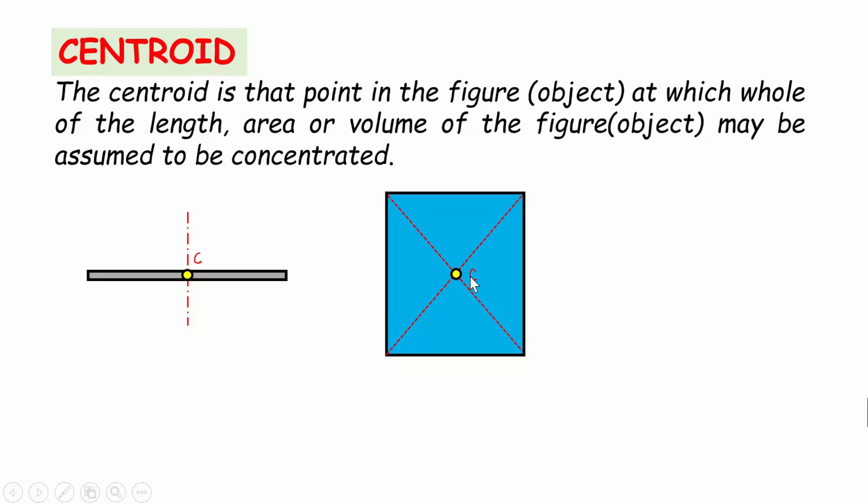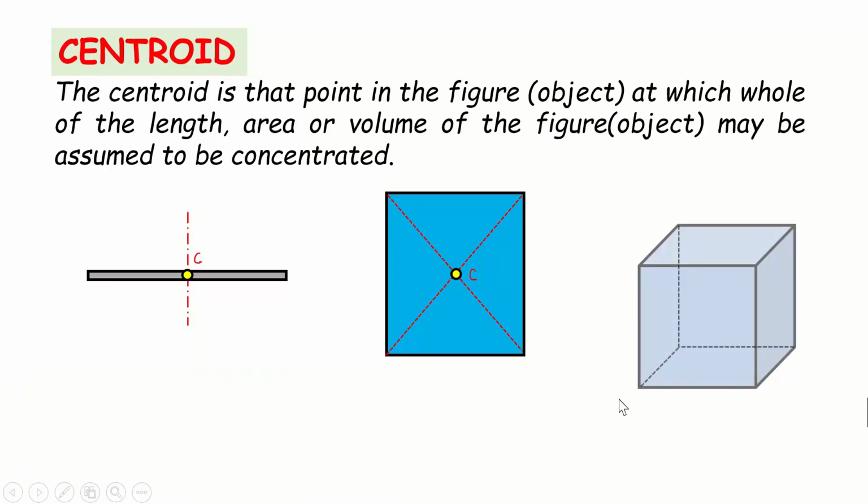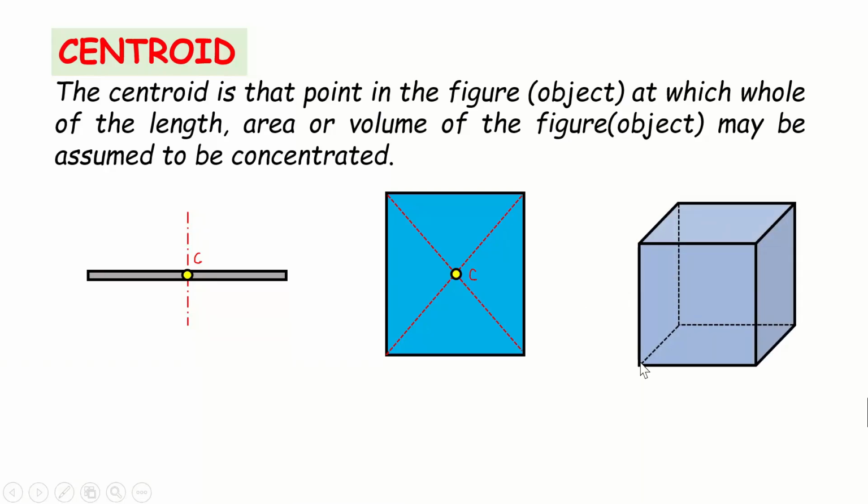C stands for centroid. Now let me take another object which is a three-dimensional object. In this object we would like to find a point at which the entire volume is getting balanced, or at which the entire volume of the object can be assumed to be concentrated. So I'll find the center point of the entire volume, and that is going to come somewhere here, as you can see. So this is going to be the centroid of this particular three-dimensional object.